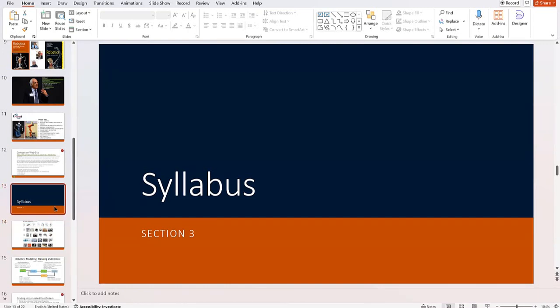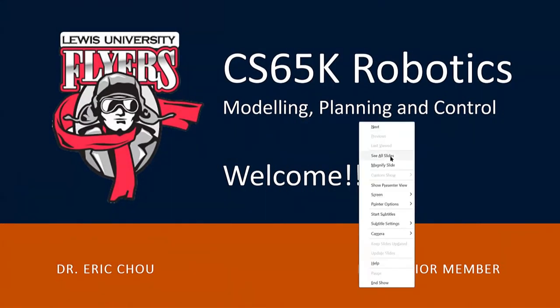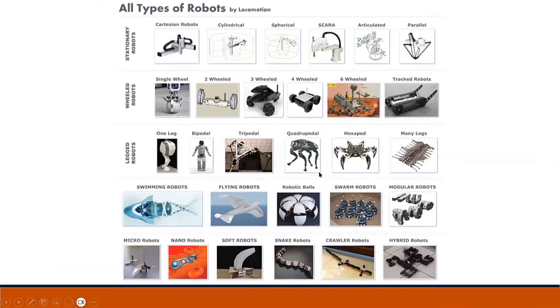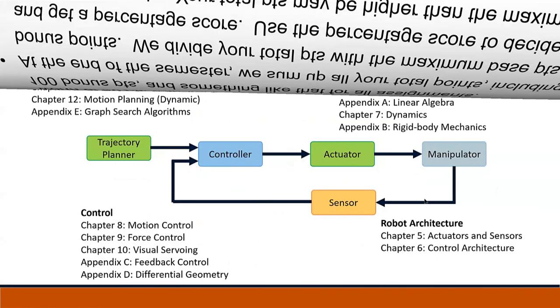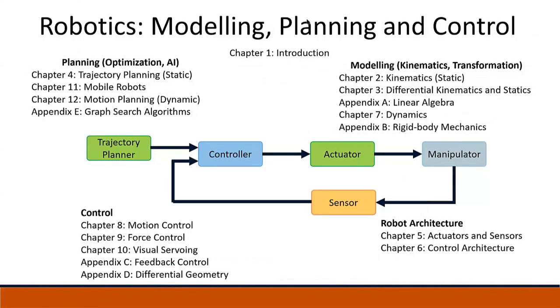Okay, let's look at the syllabus one more time. There are all kinds of robots, some human-like, some like a tank, some maybe wheel type, some that look like a spider. All kinds of robots. But in a way, robot control is the same. You do modeling, planning, and control.